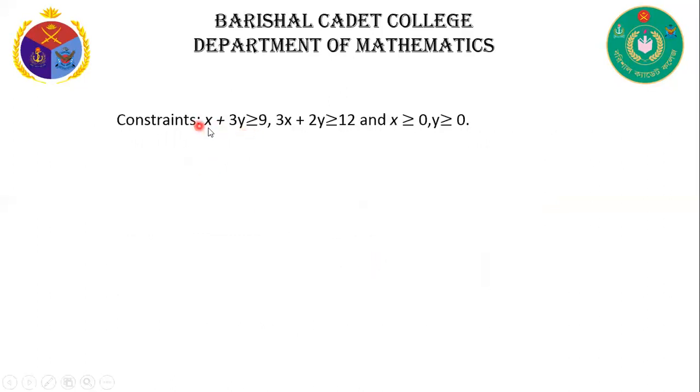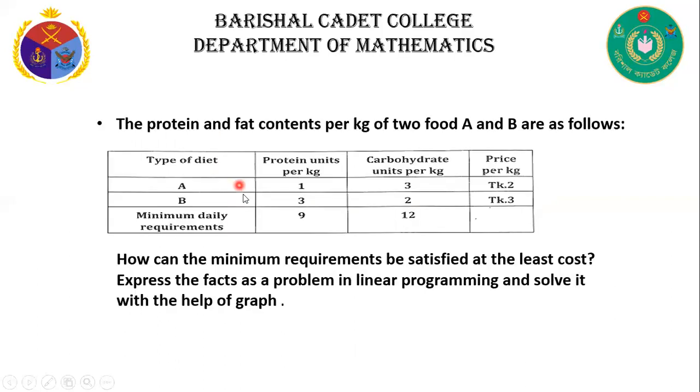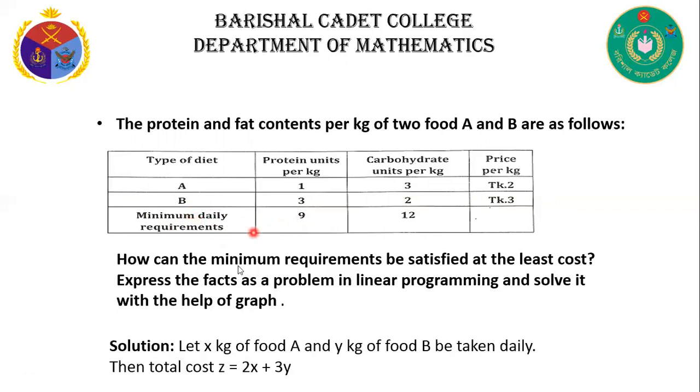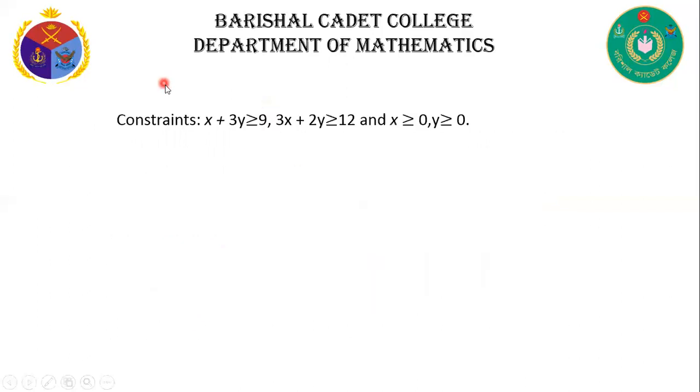So the first condition here is the minimum daily requirement, that means minimum 9. That's why we can write x plus 3y greater than or equal to 9, and 3x plus 2y less than or equal to 12, and x greater than or equal to 0 and y greater than or equal to 0.